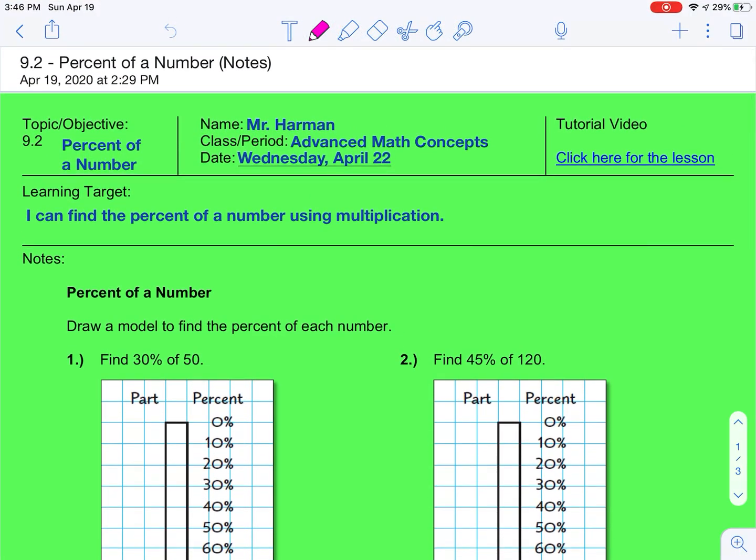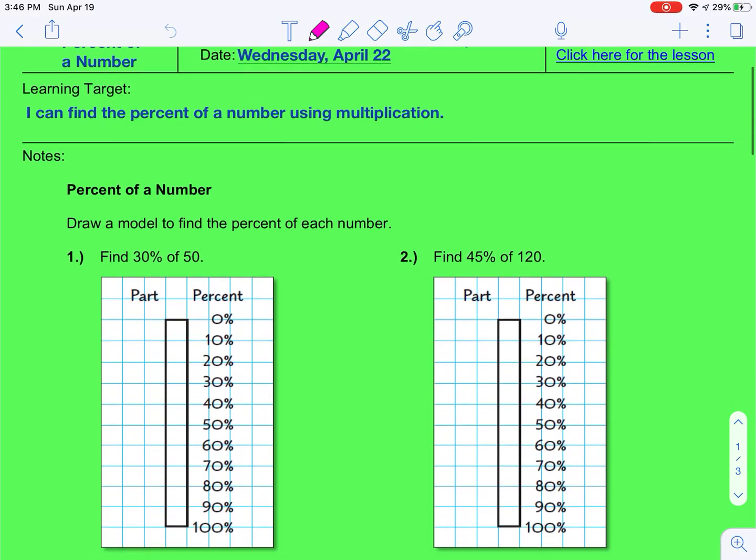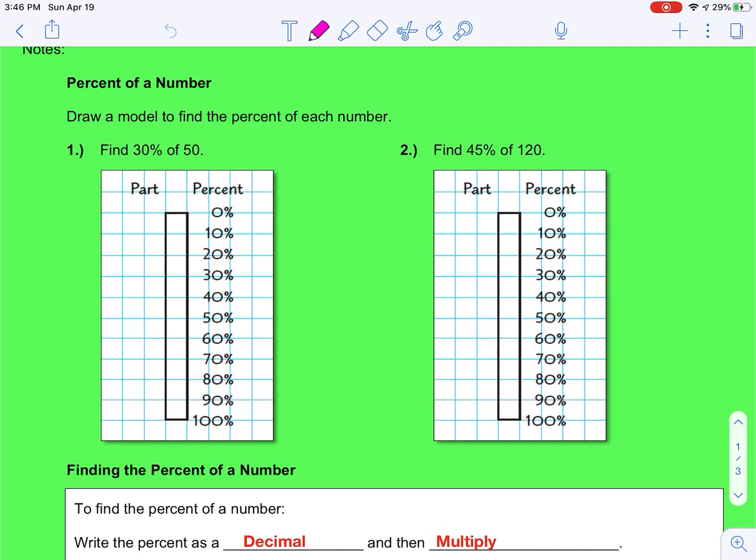All right, so what we're going to be doing today is finding the percent of a number. So our learning target is I can find the percent of a number using multiplication. I've got a couple problems here for us to take a look at as pictures, and I'm going to do one of them, and I just want to show you how this works.